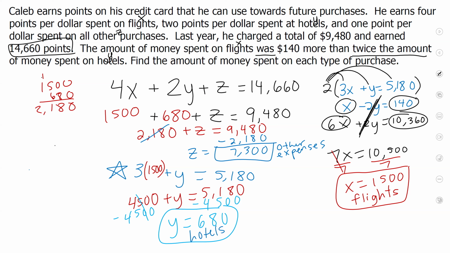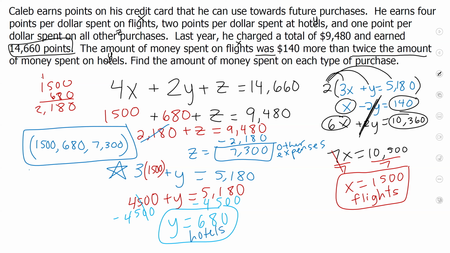All right, so guys, this is how I want you to write your final answer. You should always put your X variable first, so it should be 1,500. Your Y variable comes next. Z comes last. So this is how you write your answers. X, Y, Z.